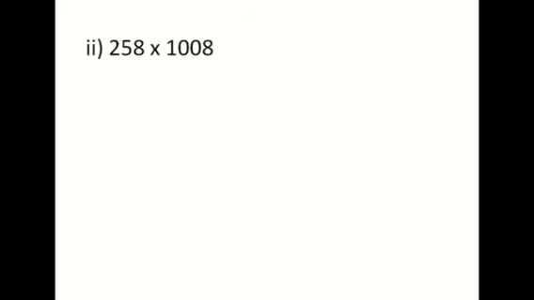Look at the sum here. 258 into 1008. So you have to find out the product with the help of some properties. Yes? How we did the previous sum, we will think the same way. Here, look at 1008. So 1008 we can think of as 1000 plus 8. Yes? So please write it in that form. So we will write 258 into 1000 plus 8.